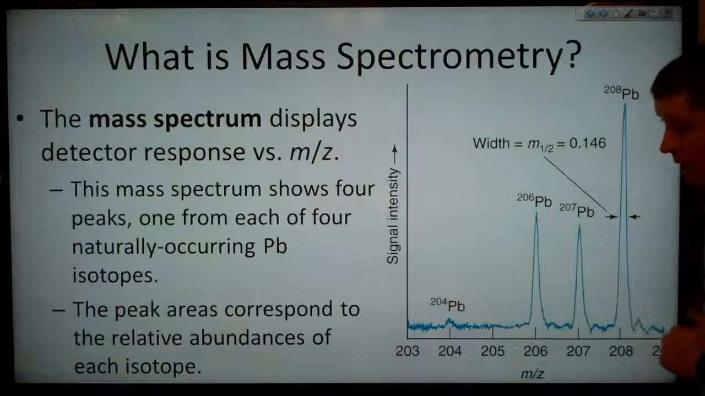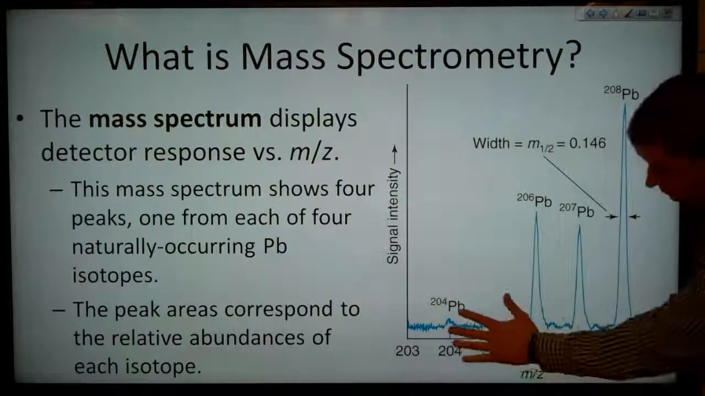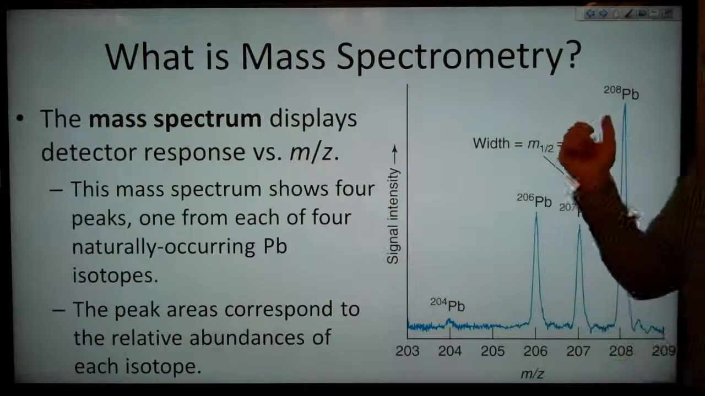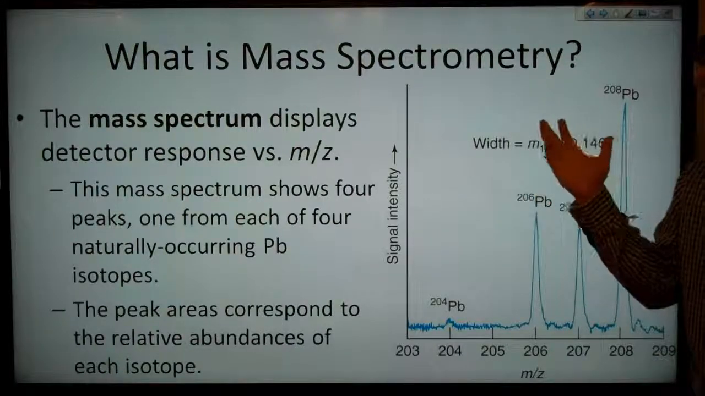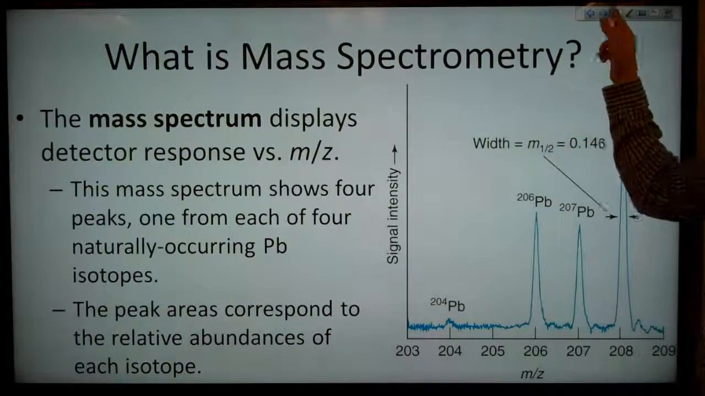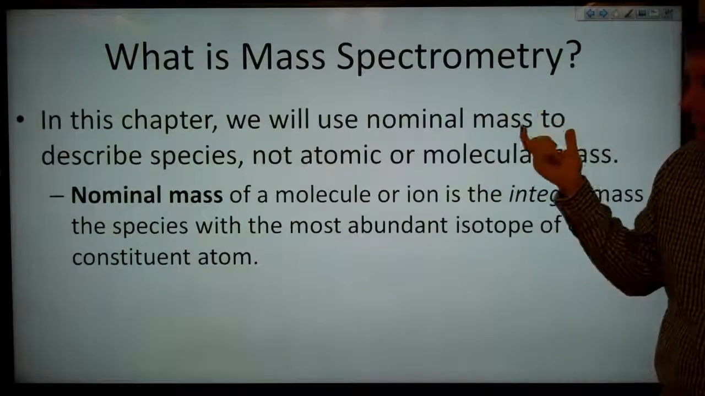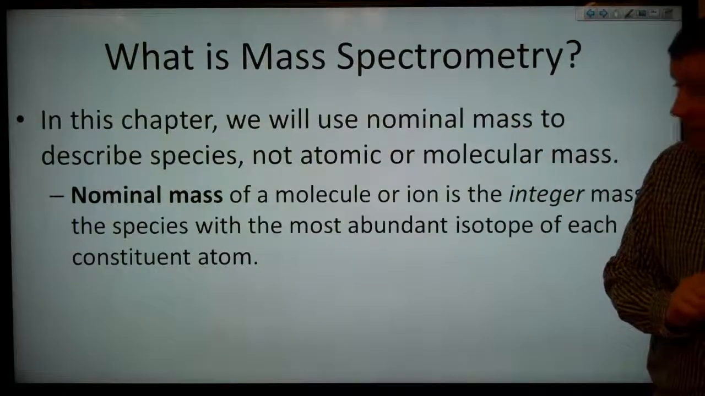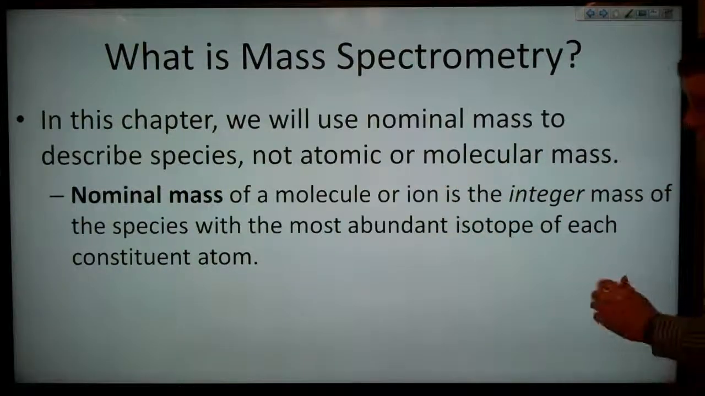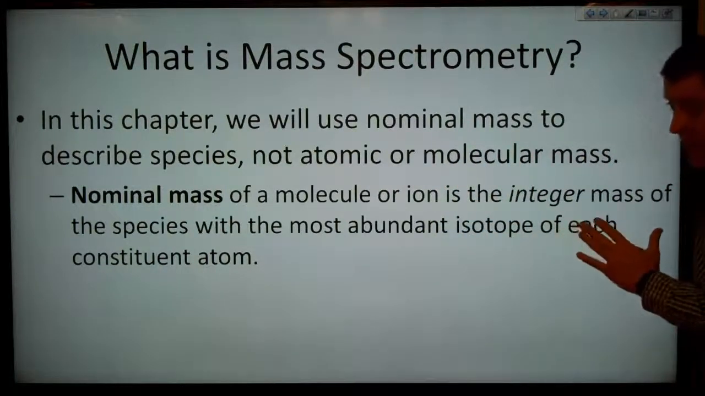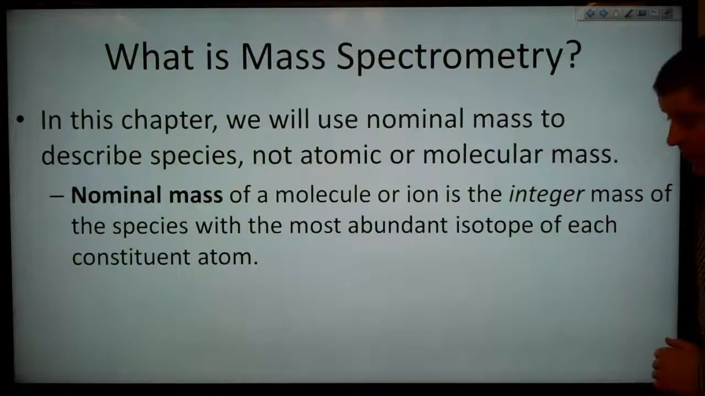This mass spectrum here shows 4 peaks, one from each of 4 naturally occurring lead isotopes. The peak areas then correspond to the relative abundances of each isotope. In this chapter, we're going to use nominal mass to describe species, not the atomic or molecular mass. So the nominal mass of a molecule or ion is the integer mass of the species with the most abundant isotope of each constituent atom.